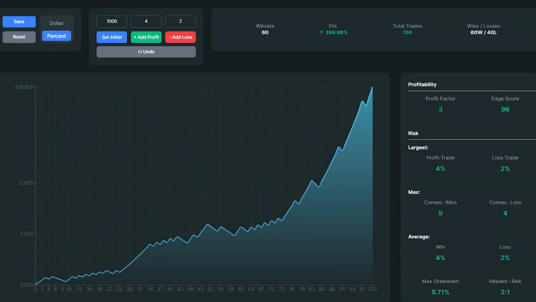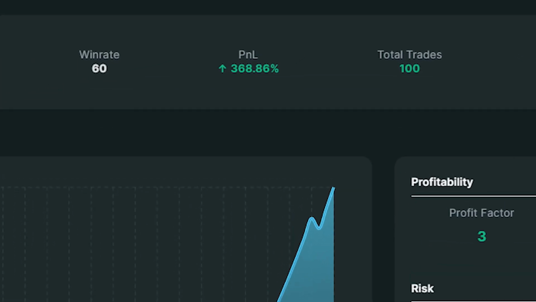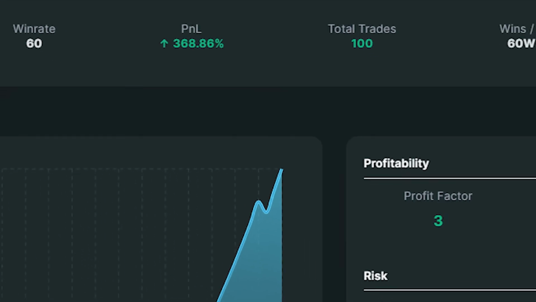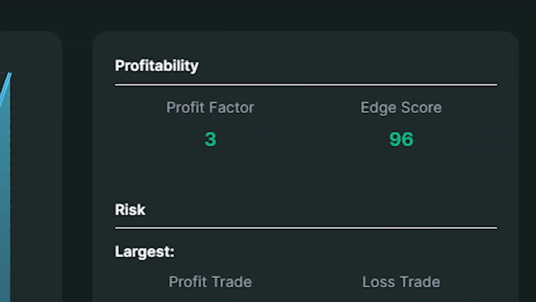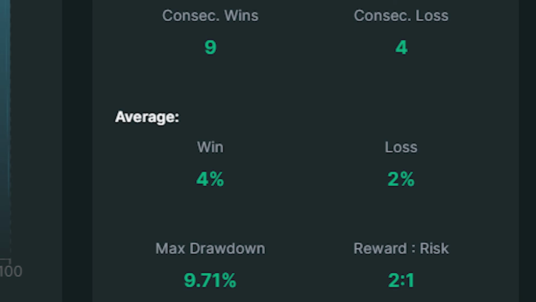So here are the results after I backtested the strategy 100 times. I found those setups within a 3 months period. The winning rate was really high at 60%, which is very high for a 15-minute scalping strategy. I was able to gain 368% of profits on my account. The profit factor was 3. And I had 9 consecutive wins against 4 consecutive losses. The maximum drawdown was 9.71%, which is average for a 15-minute scalping strategy.